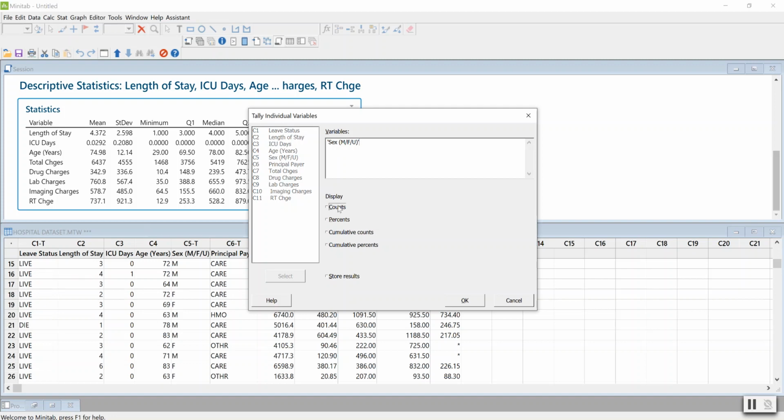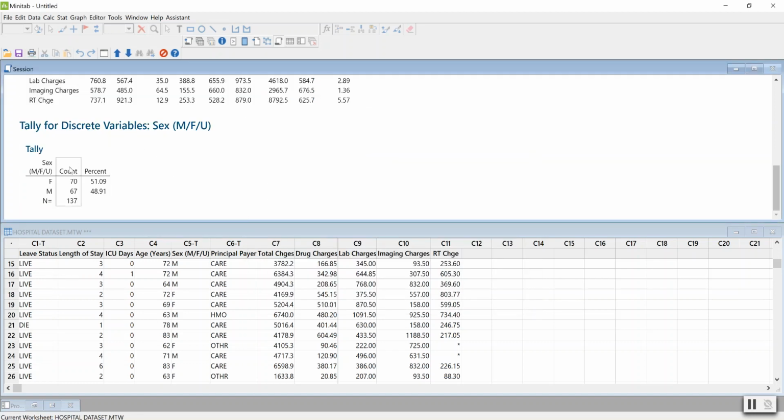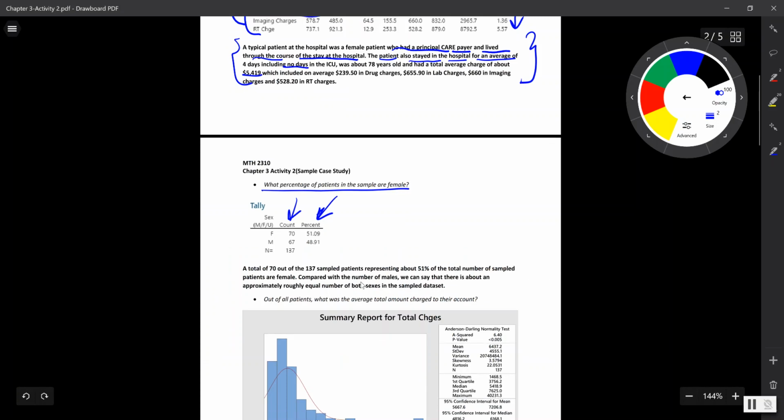and I want the counts, so make sure this is checked, and make sure this is also checked. And then click on OK, and it generates how many patients are female, how many patients are male, and the percentage. So we can say this is almost an even distribution of sex in this case. So back to our working document.